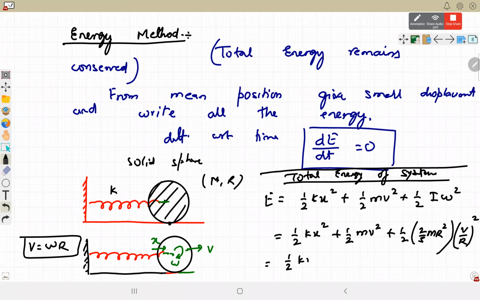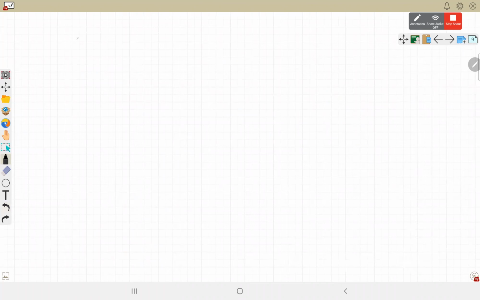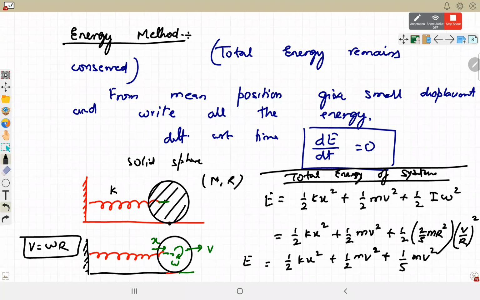Half kx square plus half mv square, ये 2 gone, 1/5 square, ये आ गई total energy, which becomes 7/10, I think. So in this step only, if we solve, it will be little better. Half kx square plus 7/10 mv square, and this is equal to constant. So we got a relation between the x and v.